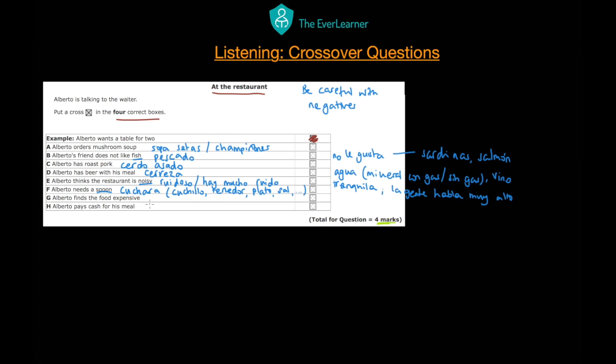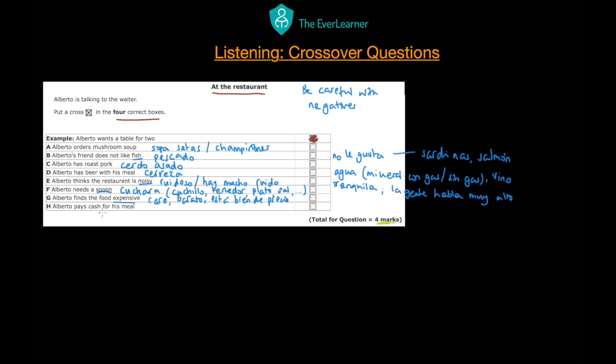Alberto finds the food expensive. Of course, expensive will be caro or cara, but we also might hear barato. He might say, no es nada barato, it's not cheap at all. Or está bien de precio, it's a good price, in which case we wouldn't cross this. Or no está bien de precio. Other expressions to talk about price.